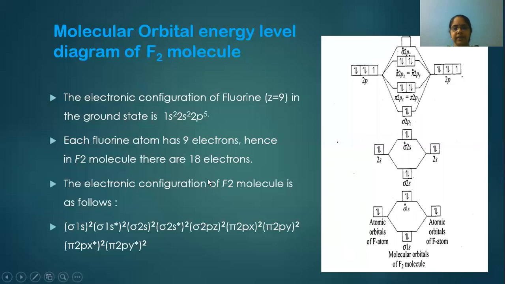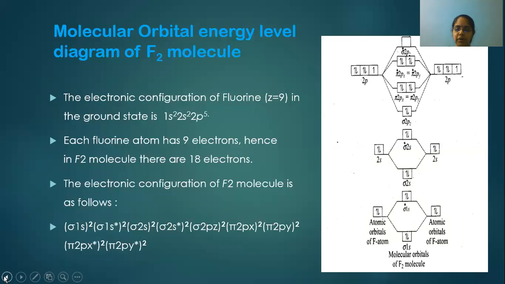Now, as there are 9 electrons in each fluorine atom, and as 2 fluorine atoms overlap and produce a fluorine molecule, 18 electrons are to be filled in the molecular orbitals of fluorine. The electronic configuration for fluorine is written as sigma 1s2, sigma star 1s2, sigma 2s2, sigma star 2s2, sigma 2pz2, pi 2px2, pi 2py2, pi star 2px2 and pi star 2py2. So all the 18 electrons are filled in 9 molecular orbitals. This is the molecular orbital energy level diagram for fluorine.